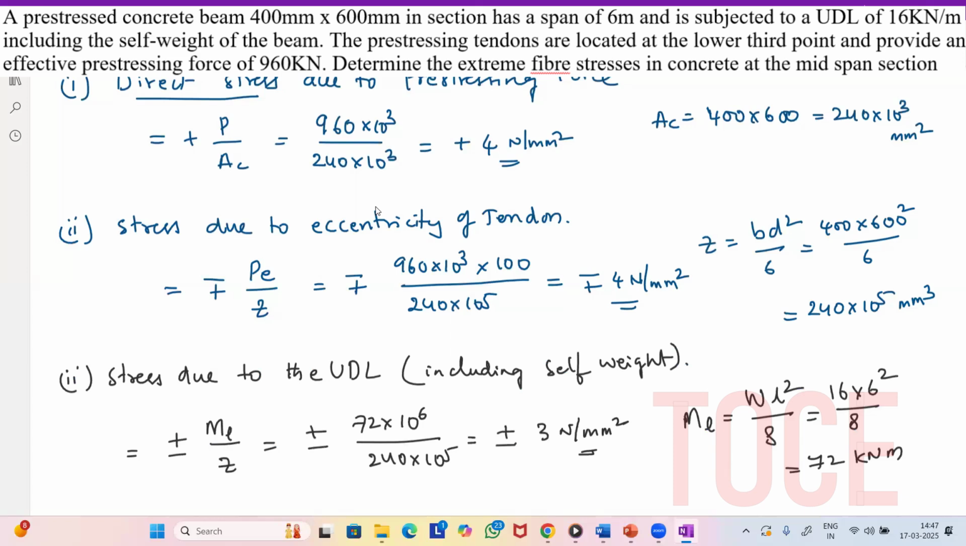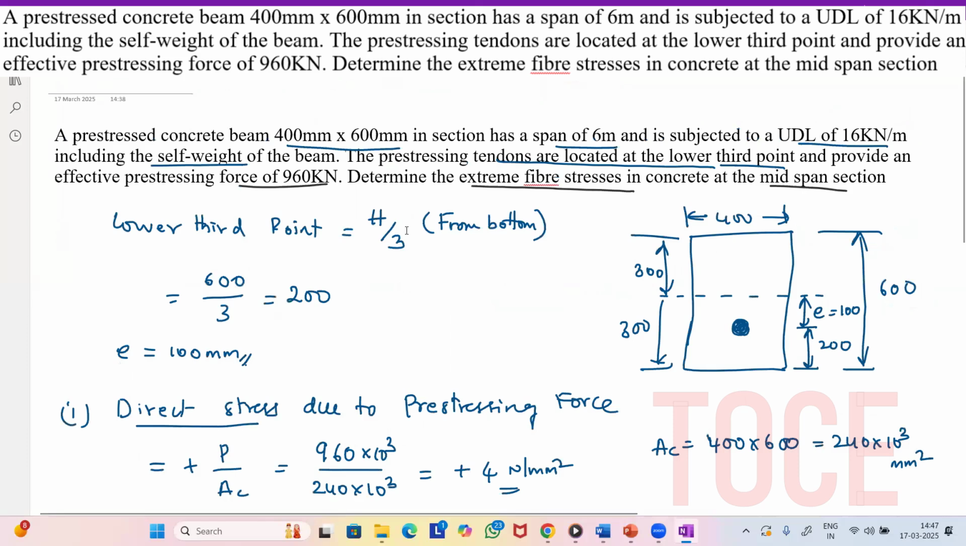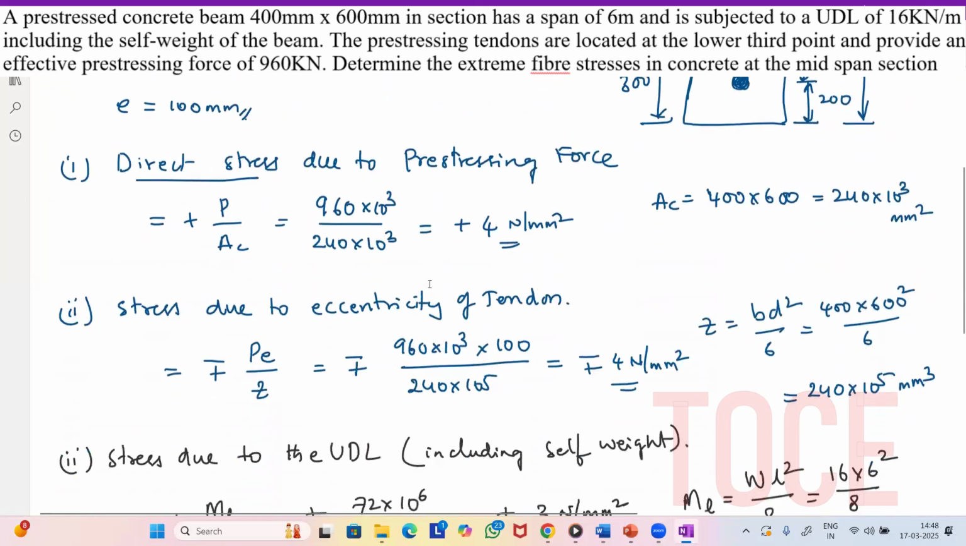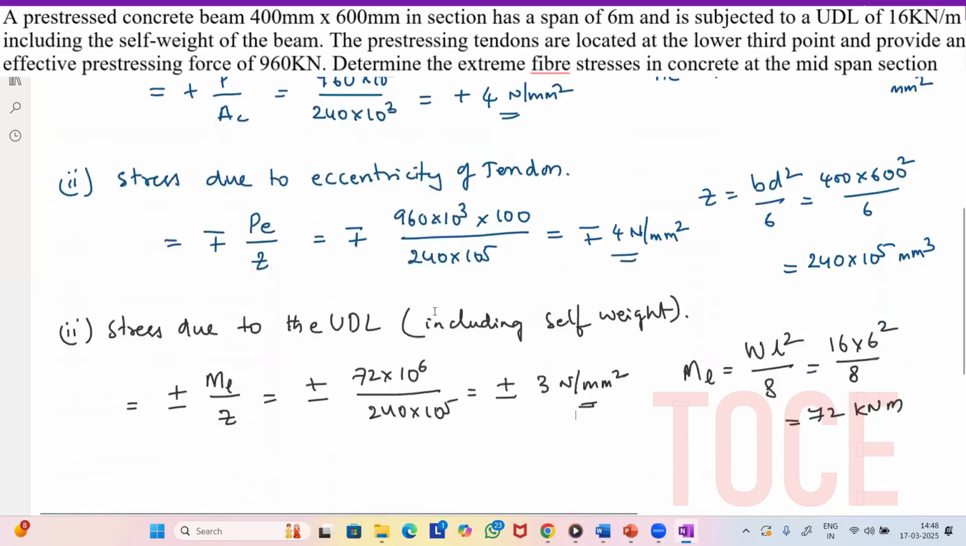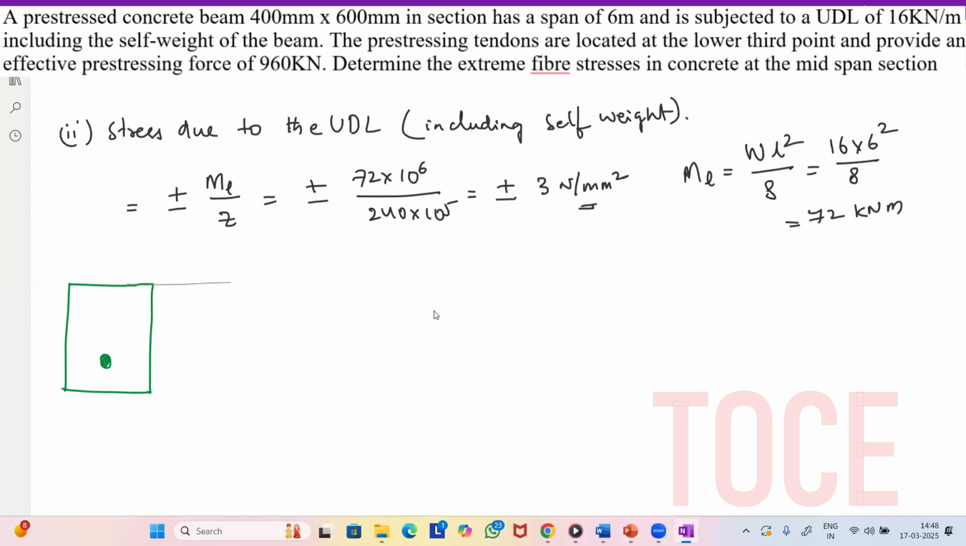Okay, so with this we have calculated the extreme fiber stresses. Now let us draw the stress distribution diagram. Even though in this question, he has not asked to calculate the stress distribution diagram, if you draw the stress distribution diagram, it will be easy to calculate what is the total stress at top and at the bottom. Okay, so let us draw the stress distribution diagram. So here we are having tendon. This is the center. Okay.